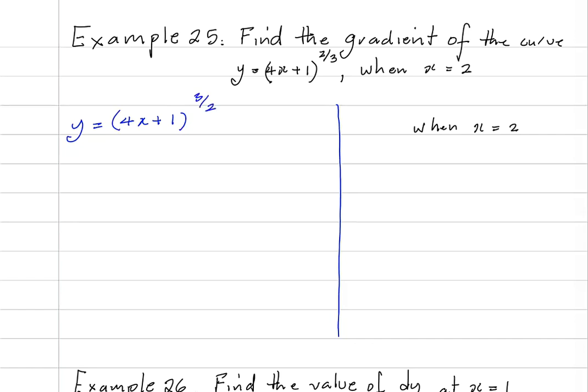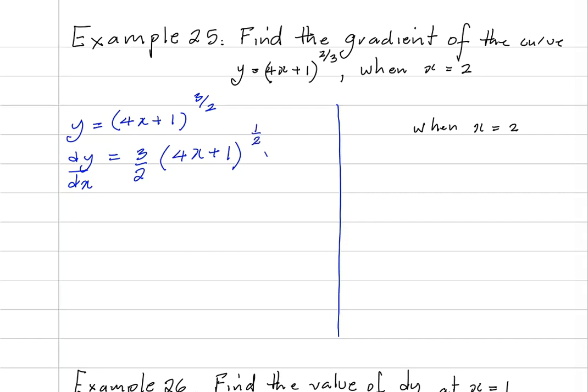Alright, this is a composite function. We're asked to find the gradient. dy by dx is the gradient function, which could be used to calculate the gradient at any point on the curve or for any value of x. So dy by dx, chain rule, we're going to differentiate first the outside function. So we have the 3 over 2, the power comes to the front. Then we have 4x plus 1, the power decreases by 1. 3 over 2 is the same as 1.5. If you decrease the power by 1, it just becomes a half.